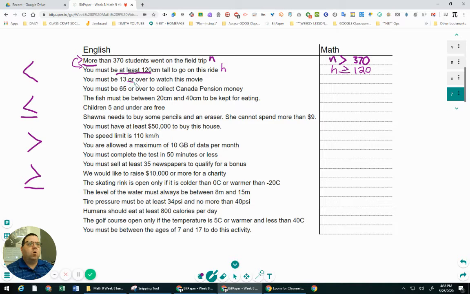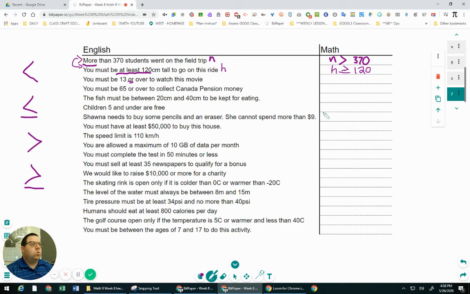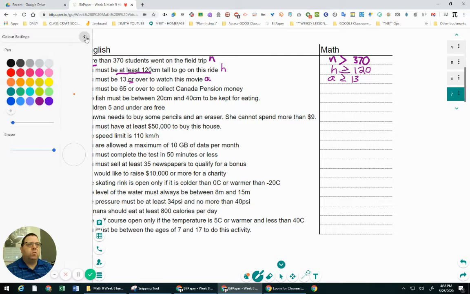You must be 13 or over. I guarantee you, if you have the word or, let's just go back to this slide. Remember, the word or is here. So if you see the word or, that's a clue to use one of these symbols. So 13 or over. Let's go with A for age. So your age must be greater than or equal to 13. Okay, just for the heck of it, I'm going to switch colors.